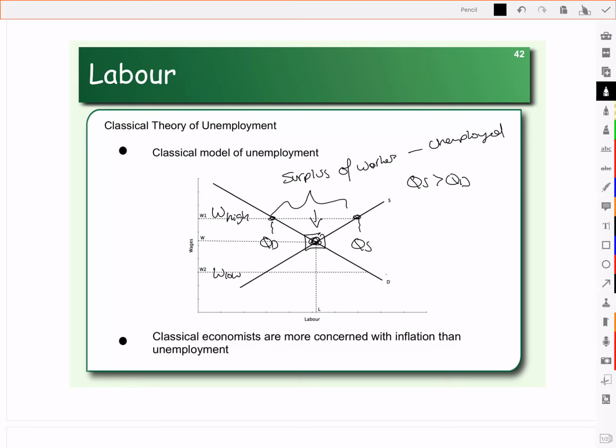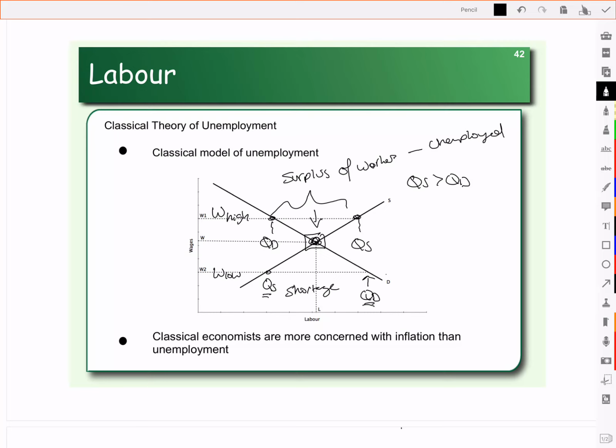You could look at this the other way. If wages are too low, businesses want to hire a lot of people, so quantity demanded is high, but quantity supplied, the number of people who want to work at that low wage, is much lower. So there's a shortage of workers. And if there's a shortage of workers, that means for your business, you can't find enough workers, because this is how many workers you want and this is how many people want to work at that wage.